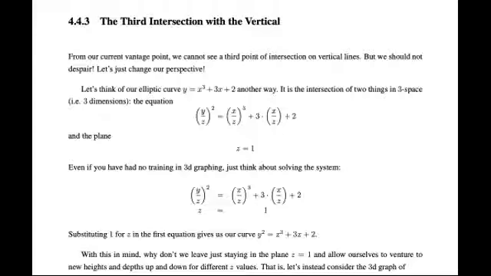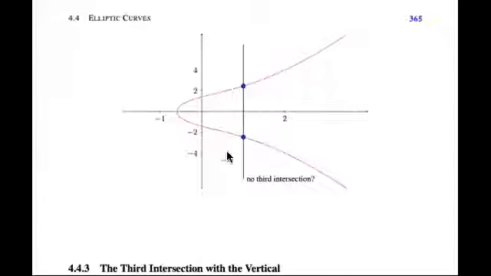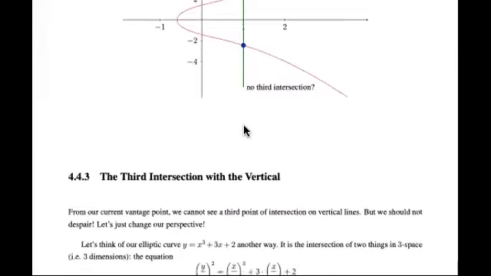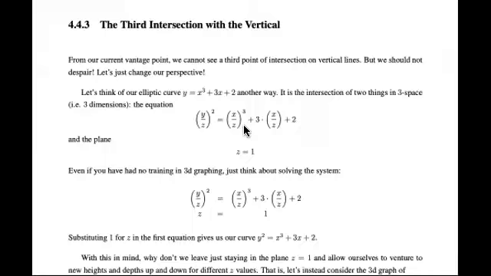Okay, so currently we don't see any third intersection points. So we're going to change the way we're looking at this red curve a little bit so we can actually see the third intersection. There really is one, but we're going to have to go up a dimension to see it.